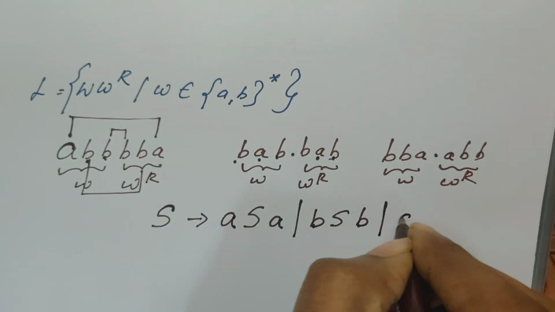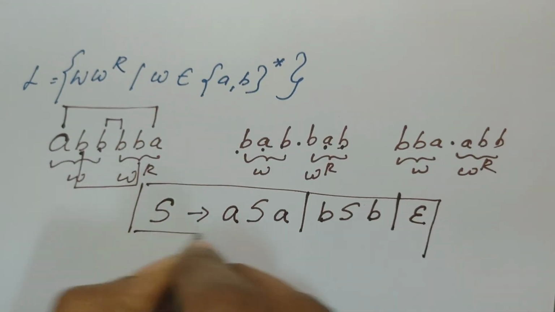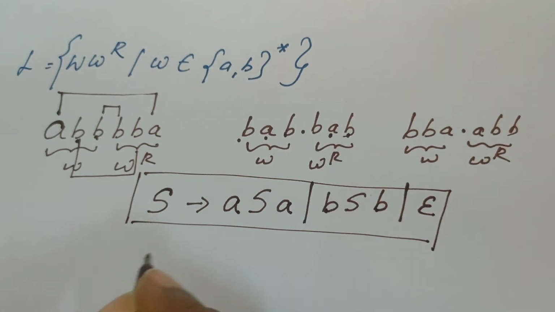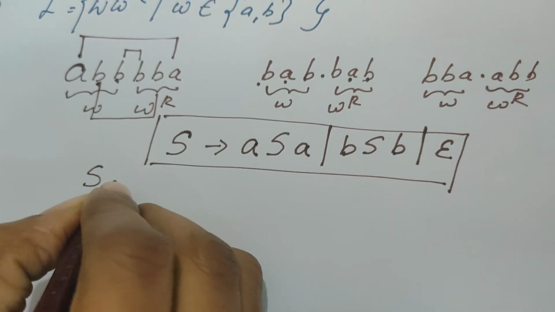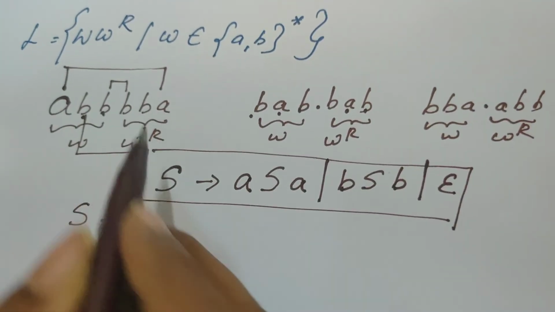Finally, this S can be replaced by epsilon. So this is the grammar for the given language. So let me derive the same strings from this grammar. S is the start symbol which begins the derivation of the string. Now I'm going to derive the string ABBBBA.